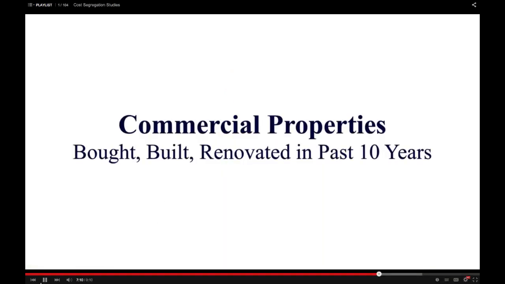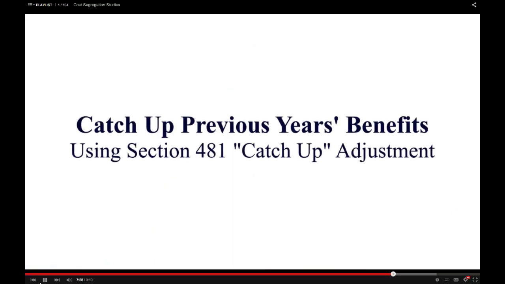If you or a client have a commercial property that was acquired or built less than 10 years ago and has not been the subject of a full and proper engineering-based cost segregation, there may be a great deal of cash sitting in your depreciation schedules. Taxpayers can also catch up on the depreciation that should have been taken in previous years, and this is known as the Section 481 catch-up adjustment.